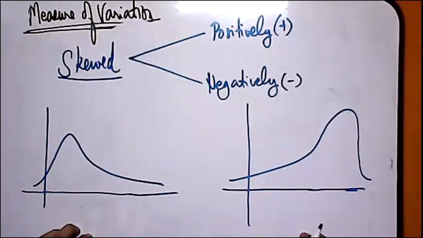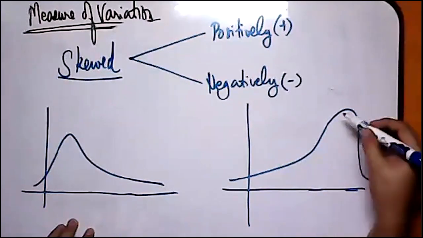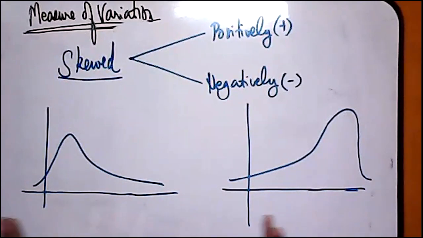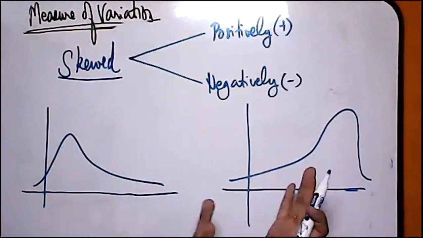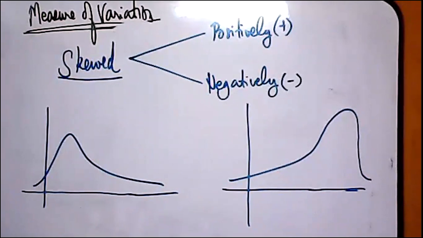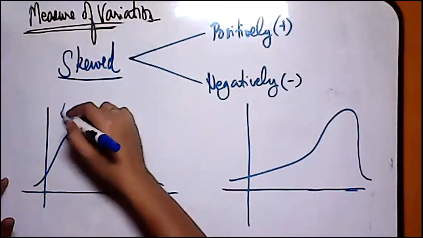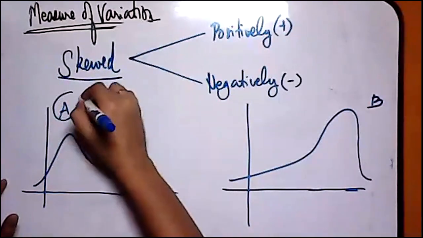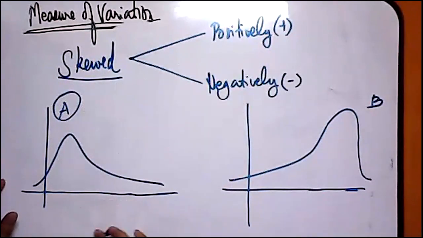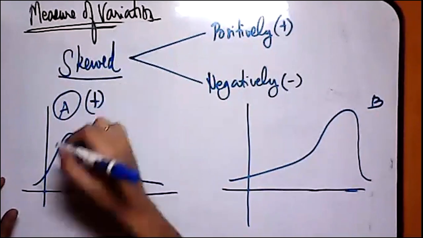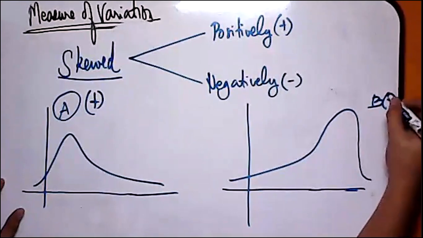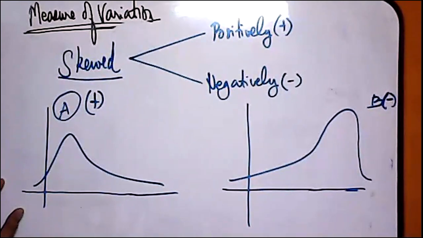Hindi siya normal, right? Kasi hindi siya symmetrical. Pag hinati mo sa dalawa yan, look, hindi parehas, okay? You cannot tell that they are symmetrical kasi may mga parts na hindi mo makikita sa kabila. Now, this curve A here is an illustration of a positively skewed distribution, while this curve B is an illustration of a negatively skewed distribution.